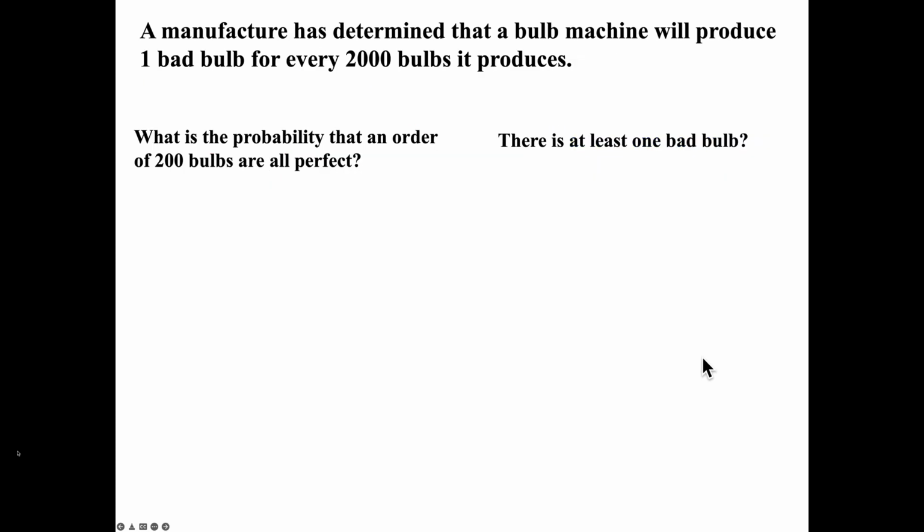Okay, next example. A manufacturer has determined that a bulb machine will produce one bad bulb for every 2,000 bulbs it produces. Okay, that means the probability of good is 1,999 over 2,000. Probability of bad is 1 over 2,000. So this is a good setup for complement probability if we need it. So what is the probability that an order of 200 bulbs are all perfect?